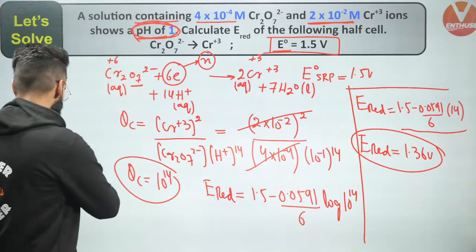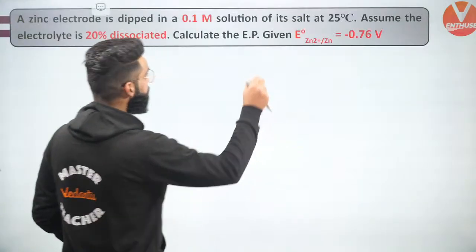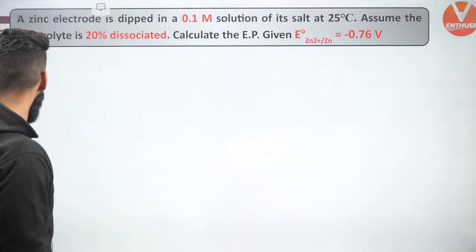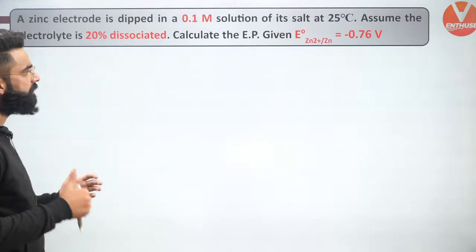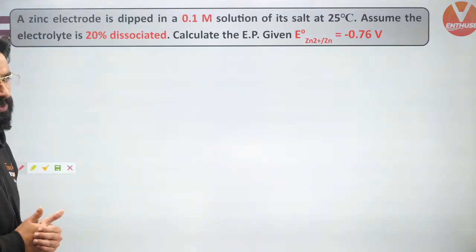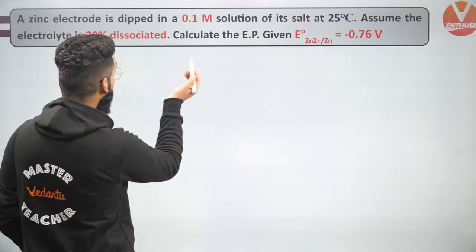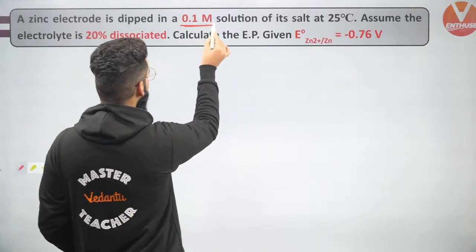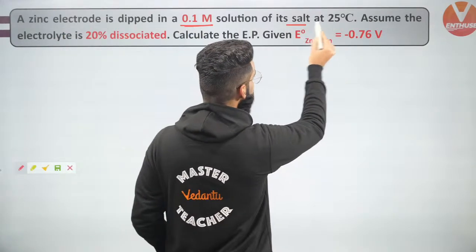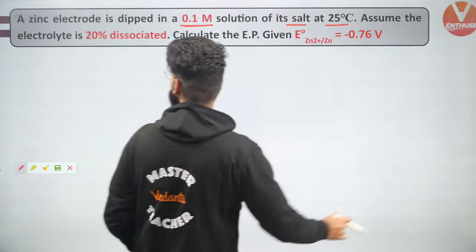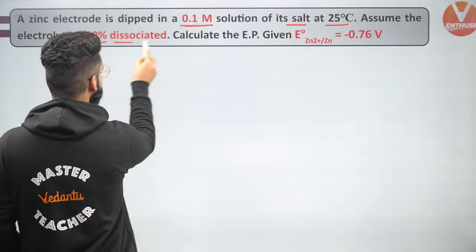Wonderful. Let's move on to one more question then. Let's see how this question is to be solved. See, guys, again a very simple question. A zinc electrode, a zinc rod basically, is dipped in 0.1 molar solution of its salt at 25 degrees centigrade. Assume the electrolyte is 20% dissociated.